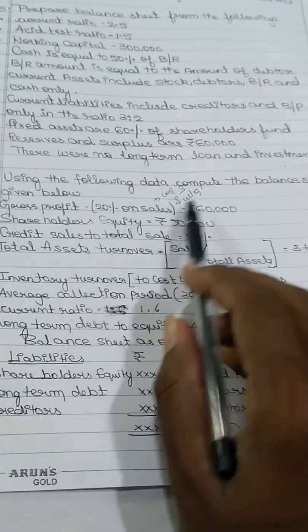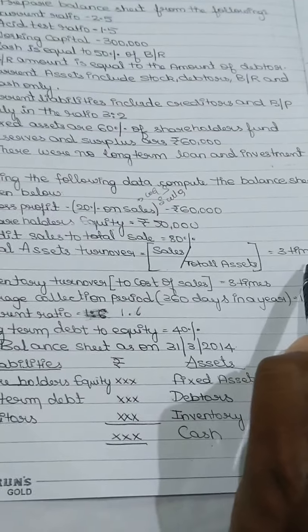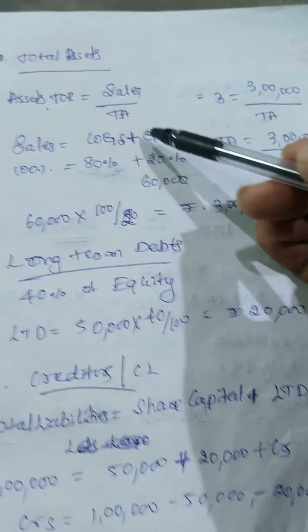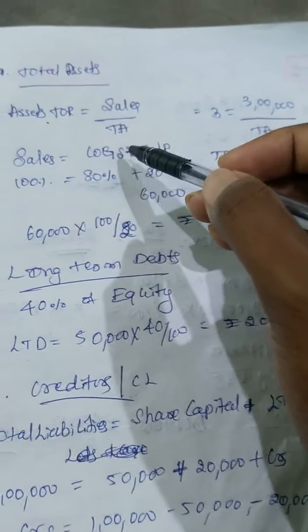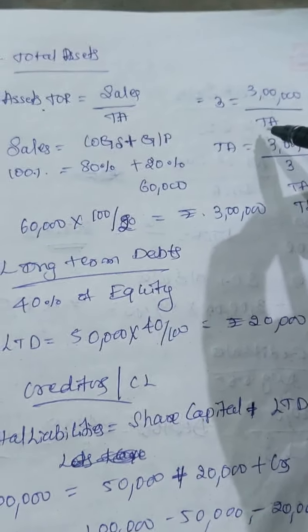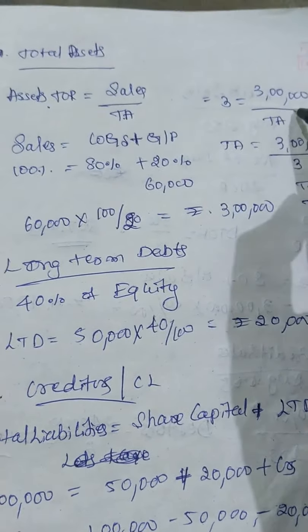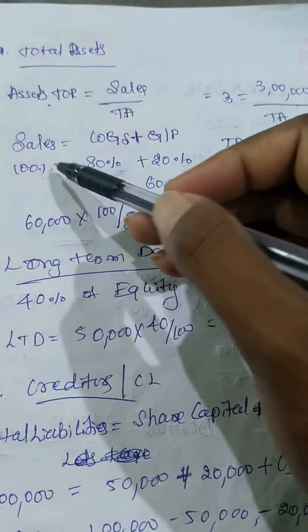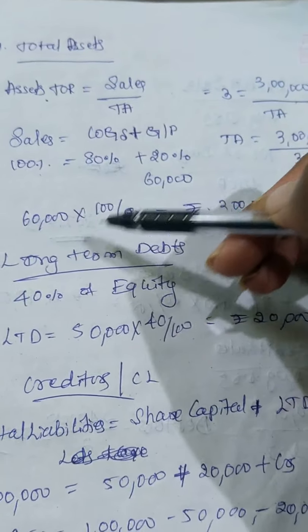So with the help of this you can first find total assets. They have given that assets turnover ratio equals sales divided by total assets. Assets turnover ratio is 3 times, but we don't know sales. So by using this equation, I need to find the total sales.